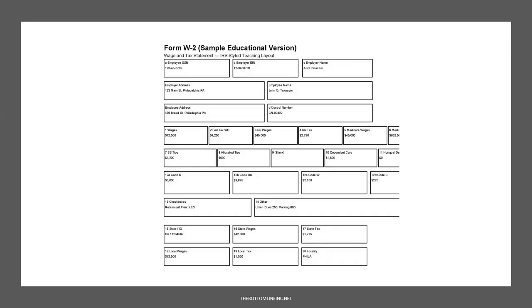So in box 1, we have wages of 42,500. They withheld 4,250. And now the wages for Social Security and for Medicare are 45,000. And again, we're going to look at the 42 versus the 45. We go down into our codes in box 12, and we have different codes that do and don't affect box 1 and box 5.